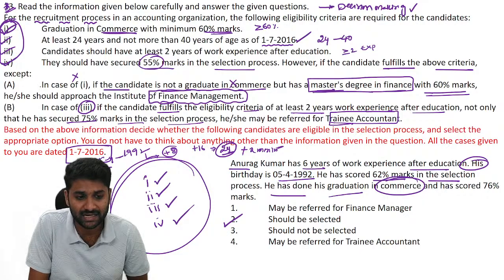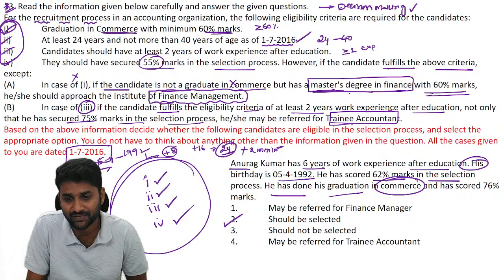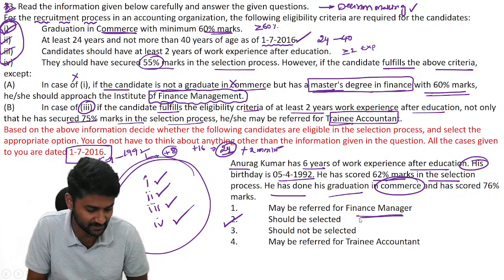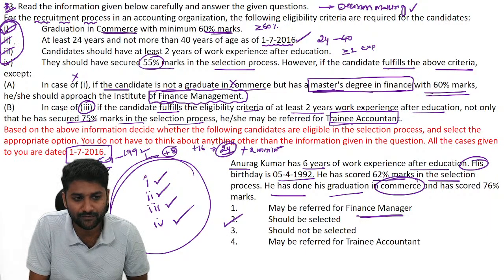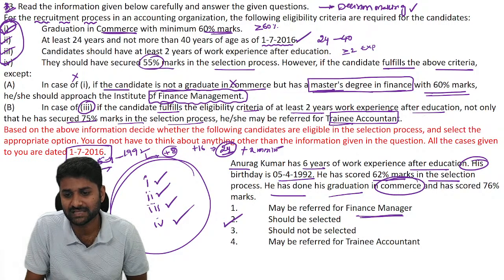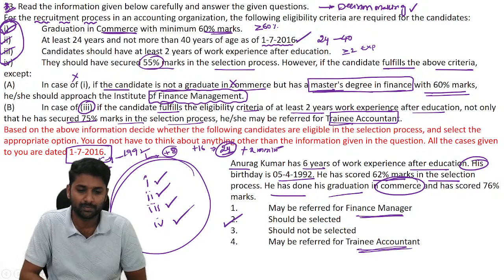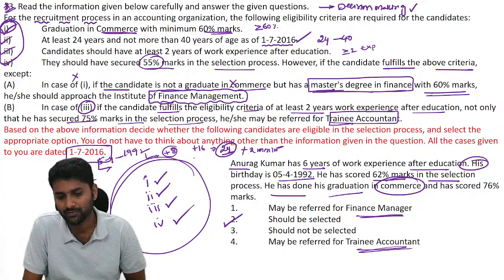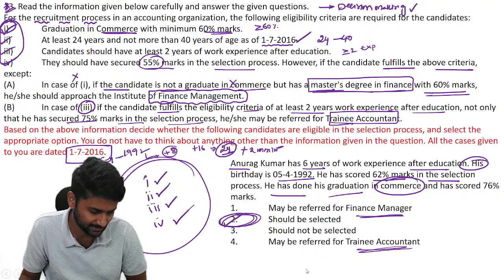If one is not satisfied and the sub case is satisfied, then your answer is you may refer to the finance manager. If 1, 2, 4 are satisfied and 3 is not satisfied, but it is satisfied with other information, then you can refer to the trainee accountant. But without seeing any sub cases, if all the 4 major points are satisfied, then you can directly select the candidate without referring to the finance manager or trainee accountant.